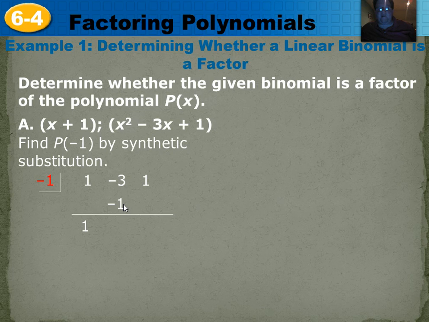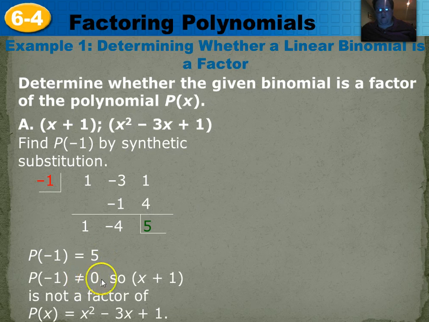1 times negative 1 is negative 1. Add these terms. Negative 4 times negative 1 is a positive 4. Add these terms, I get a 5. So if I plug in negative 1, I get 5 for my result. The p of negative 1 is 5, not 0. So x plus 1 is not a factor of p of x equals x squared minus 3x plus 1.